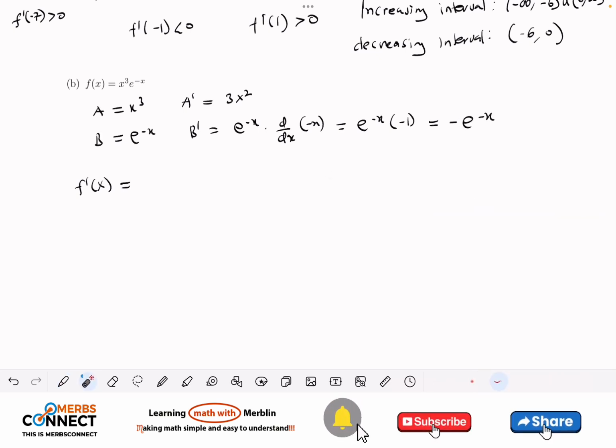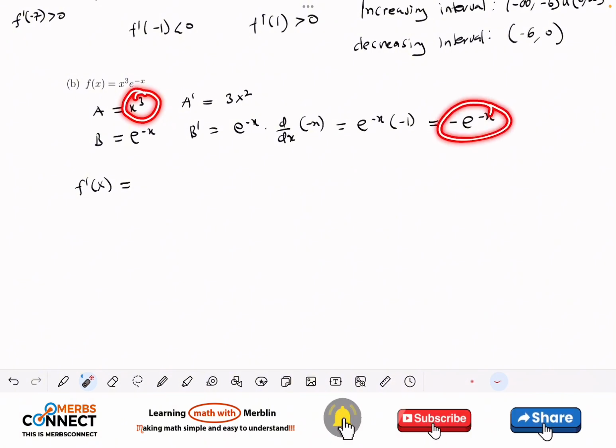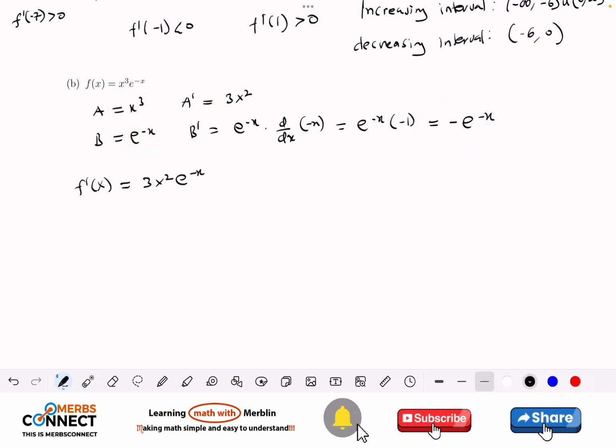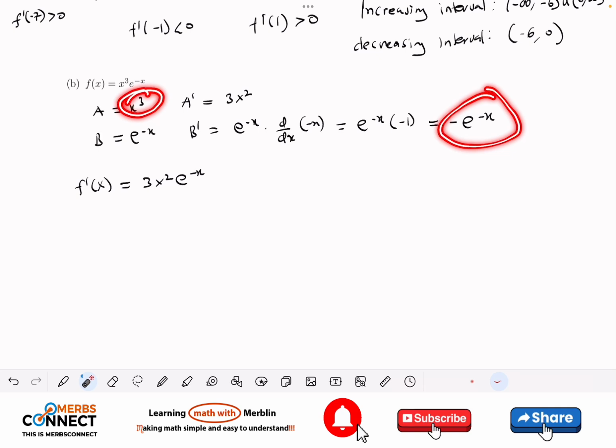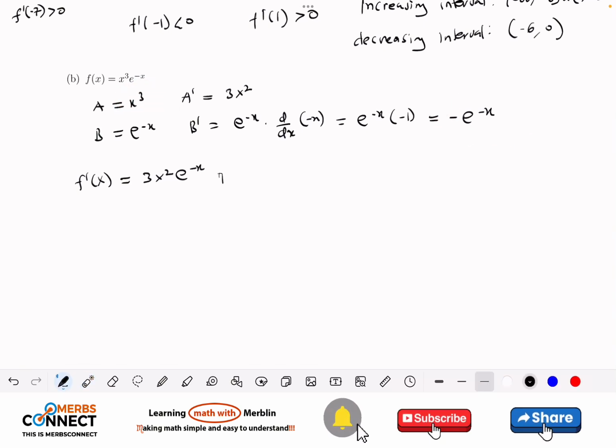Good. So what I'm going to do is multiply this by this plus this by that, or I can start by multiplying this by this and this by this because it's addition. So I'm going to have 3x squared e to the power -x, right? So this times that. Now I'll multiply this by this, then I'll show you something. So plus x to the power 3.